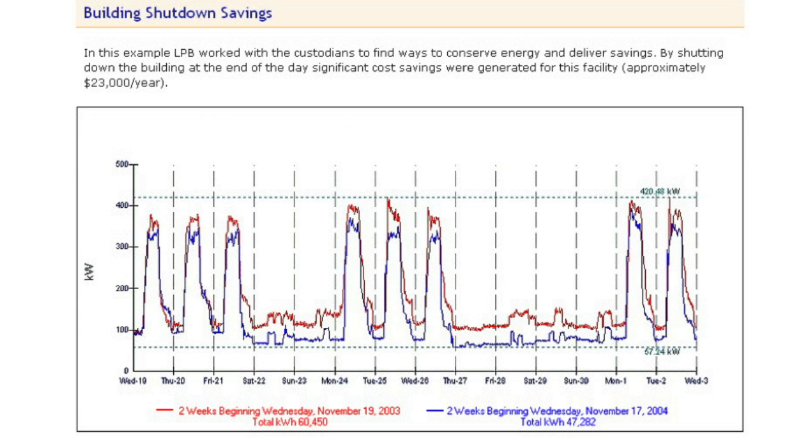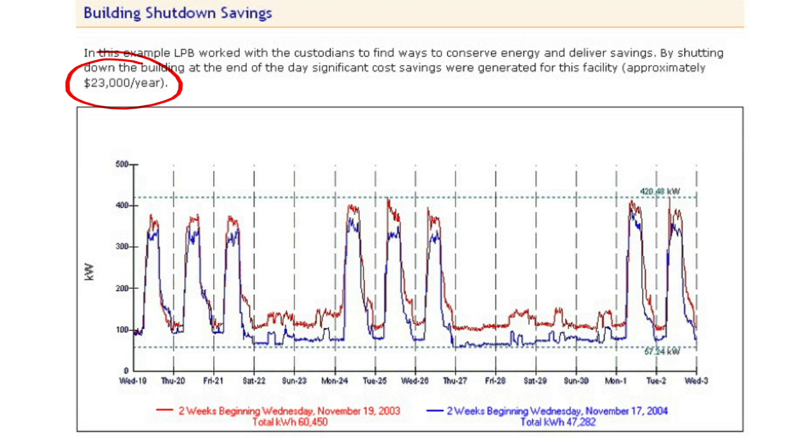Here's another example of some building shutdown savings. In this example, LPB Energy worked with the custodians to find ways to conserve energy and deliver additional savings. By shutting down the building at the end of the day, significant cost savings were generated for this facility. In this case, at the tune of $23,000 a year.